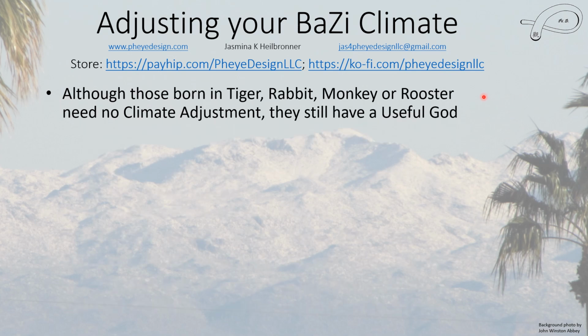So although he does state that those born in the tiger, rabbit, and monkey or rooster months need no climate adjustment, maybe it's not absolutely necessary, maybe that's what he means, they do still have a useful God. And you can still look at the chart balance, the overall elemental balance, that is. But they definitely have a useful God.